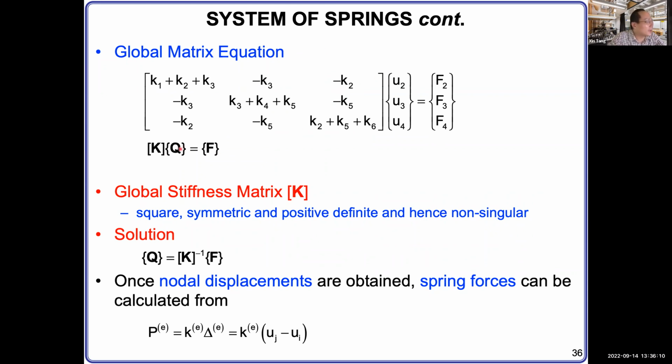And then here, the K, we usually call it the global stiffness matrix K. This matrix is square and symmetric, it is positive definite, and it is not singular. This one is not singular. You can prove it. It's not singular.